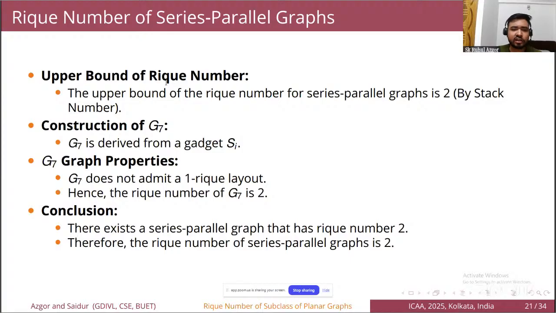The proof involves 3 steps. First of all, establishing the upper bound for the graph class, which is 2. It can be proved by the stack number, and then we have constructed a graph G7 derived from a gadget Si, and for the graph G7, we have shown that this graph does not admit an on-RIC layout. That means the lower bound of the RIC number of G7 is at least 2, and as the upper bound is also 2, we can conclude that the RIC number of G7 is exactly 2, and this will conclude for the series parallel class that the RIC number of the series parallel class is also 2.